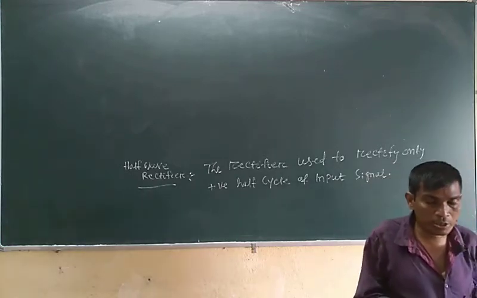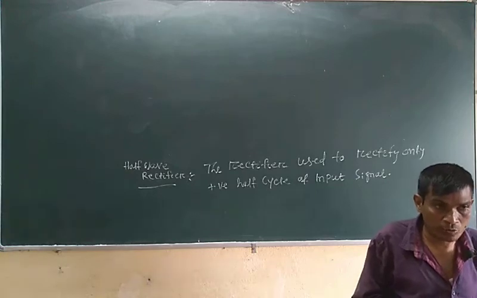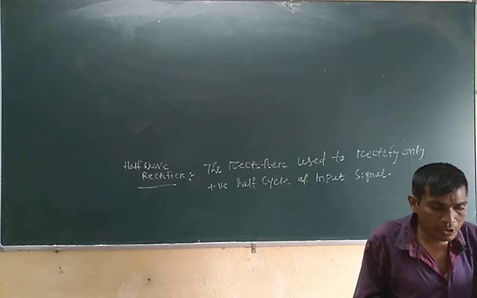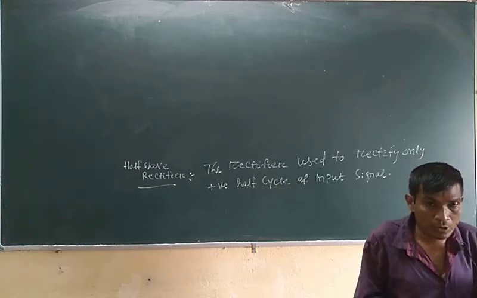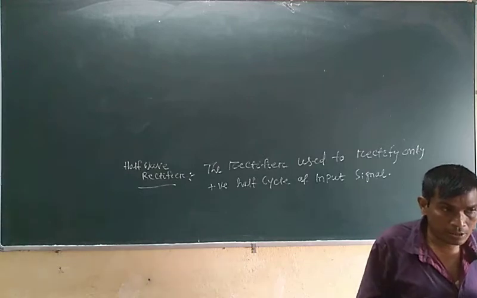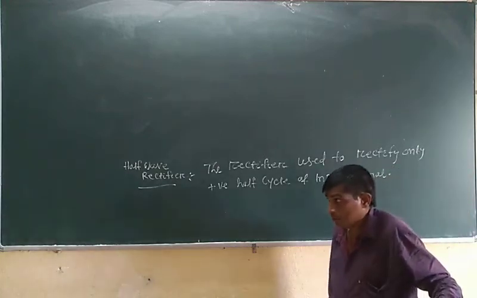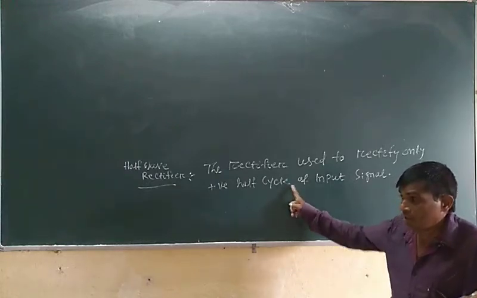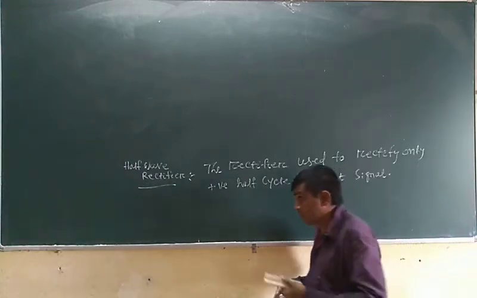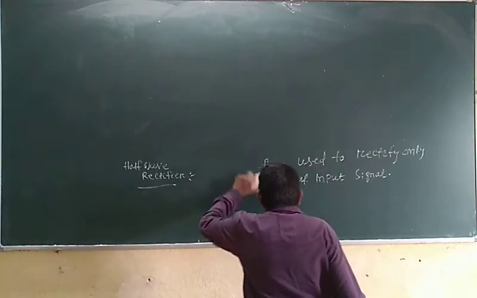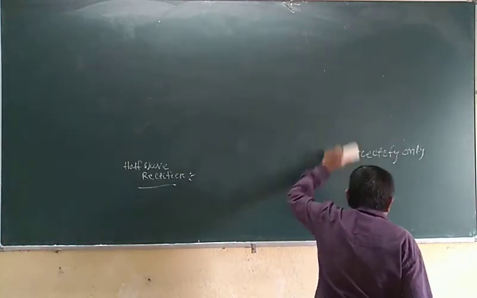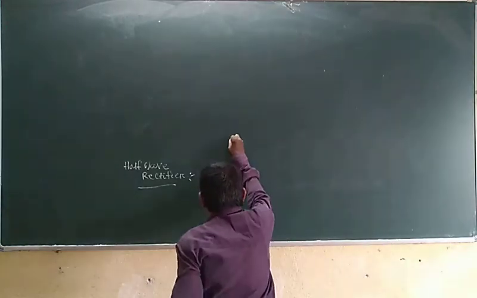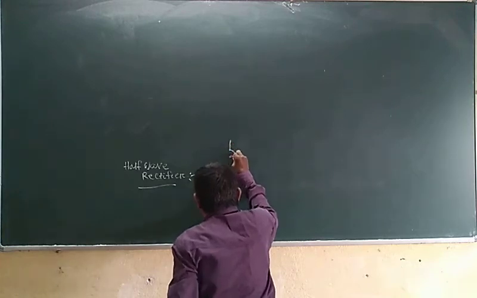It was also discussed in your previous class when we discussed the biasing circuit of a diode. First, we explain it by its diagram. Now draw the diagram of the half wave rectifier. Now we require a transformer.